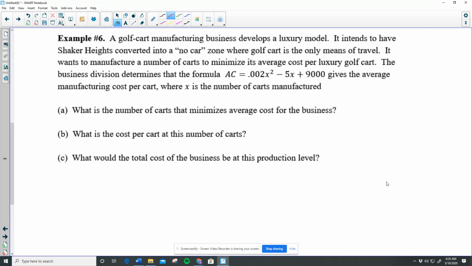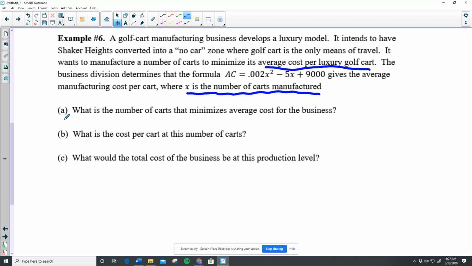A golf cart manufacturing business develops a luxury model. It intends to have Shaker Heights converted into a no-car zone where golf cart is the only means of travel. If any of you have ever been to Put-in-Bay, maybe you've experienced this at a smaller scale. The business wants to manufacture a number of carts to minimize its average cost per luxury golf cart. The business division determines that the formula AC, average cost, equals 0.002x squared minus 5x plus 9,000, gives the average manufacturing cost per cart, where X is the number of carts manufactured. So X is quantity here.